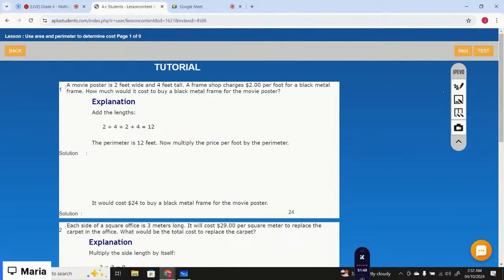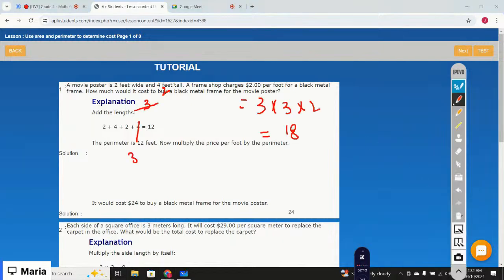Okay, a movie poster is 2 feet wide and 4 feet tall. A frame shop charges $2 per foot for a black metal frame. How much would it cost to buy a black metal frame for the movie poster? Okay, so you are given the dimensions of the poster, right? They are 2 feet wide and 4 feet tall.